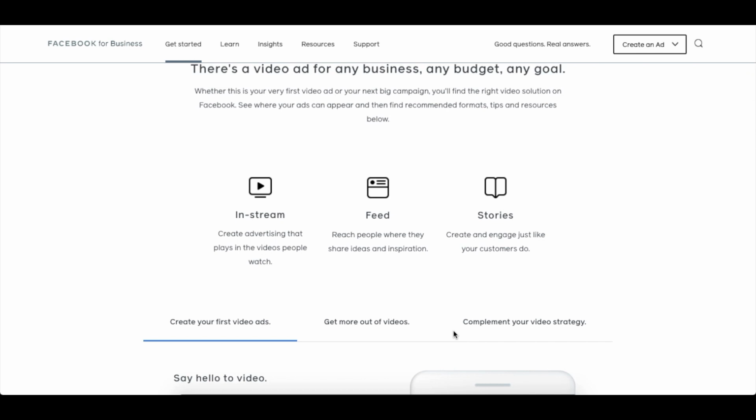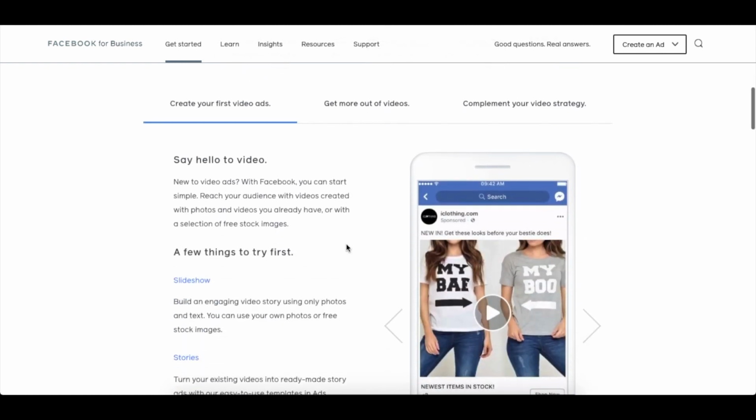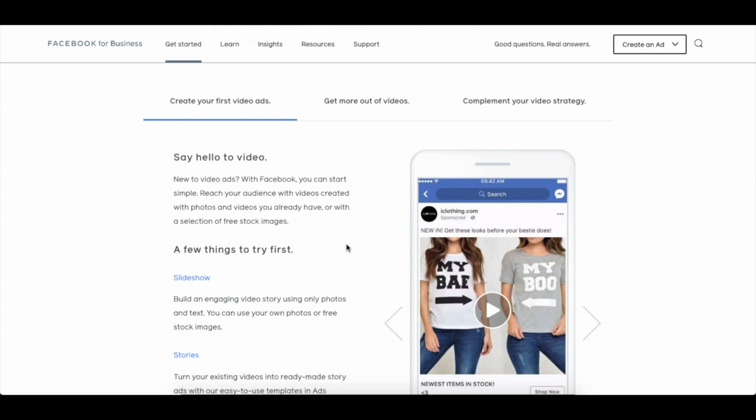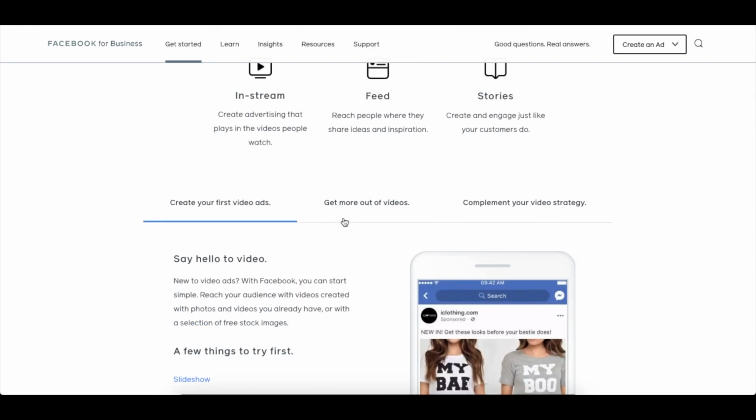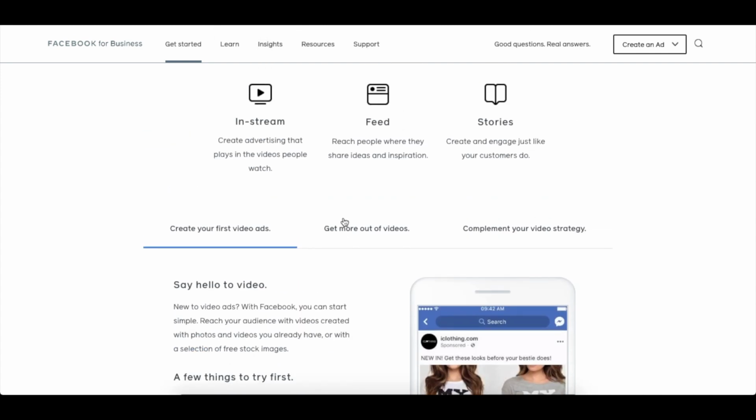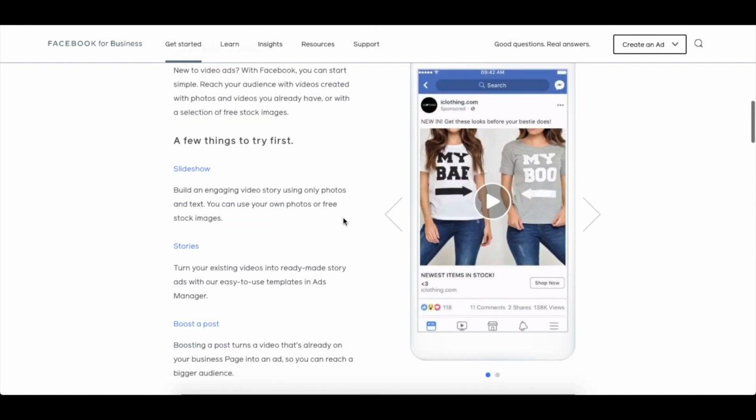Okay, so I'm also going to show you which of these placements, in-stream, feed or stories, I use. I'll show you why I use feeds instead of in-stream or stories, and why it is the maximum ROI for us, especially for local businesses.